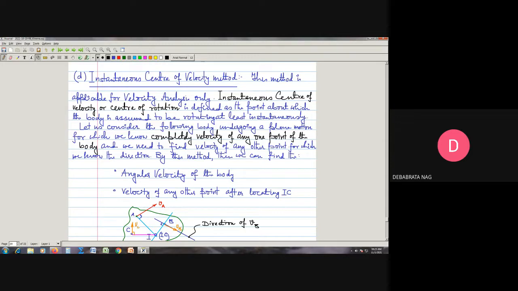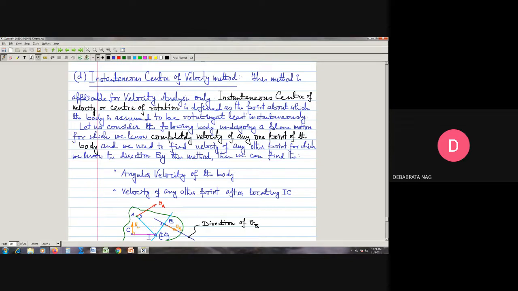But so far as the velocity analysis is concerned, this method sometimes gives a very quick result. So that's why we need to study this instantaneous center of velocity method. Apart from that, it has certain physical meaning as well, which will be helpful for us in our future study of kinetics of rigid body. So as I said, this method is applicable for the velocity analysis only.